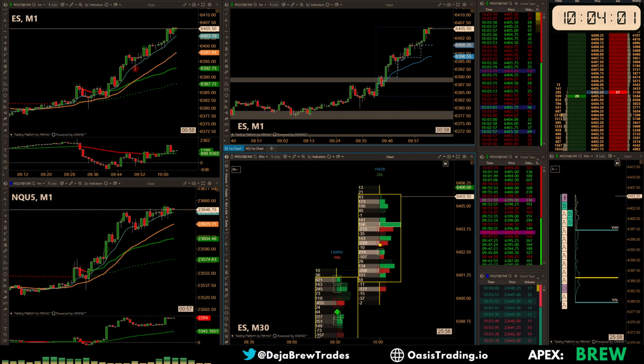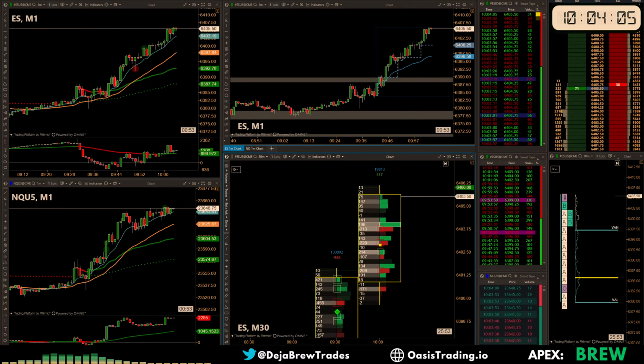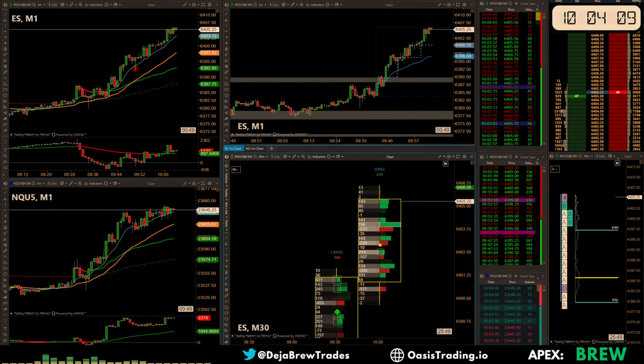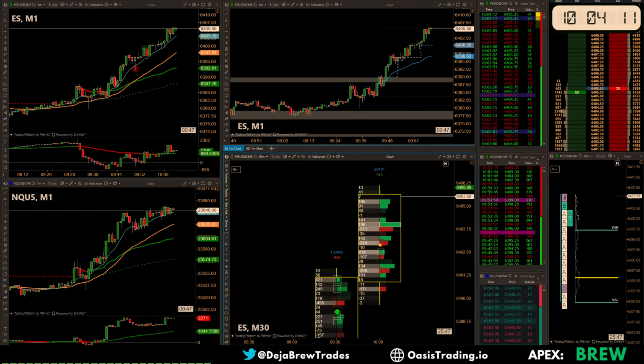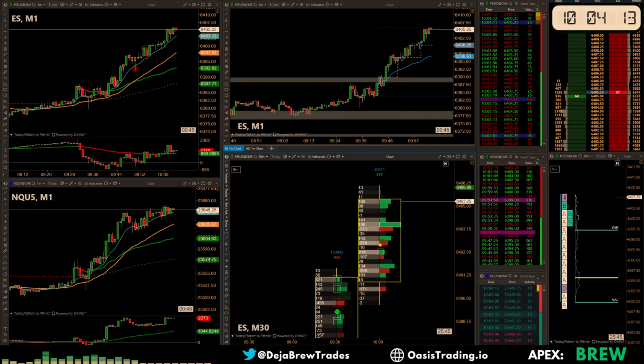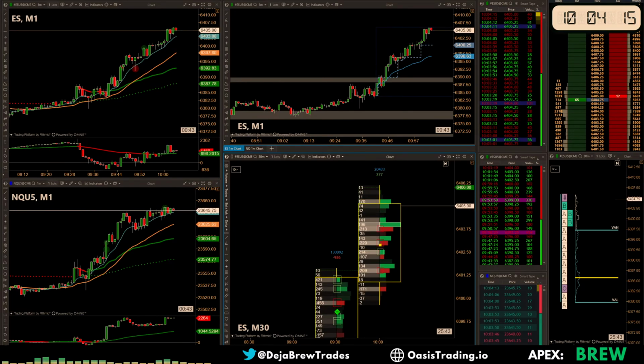I typically like to see one test on both sides. So like if it's an orange pivot and we break it and then we retest it to the downside and we bounce off of it, you're testing it on both sides, right? You broke it on the upside and then retest it on the buy side.